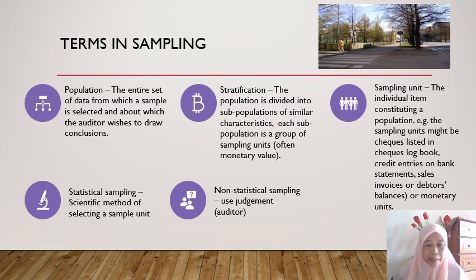The next terms that you need to know are statistical sampling and non-statistical sampling. There are two types of sampling. Statistical sampling is the scientific method of selecting sample units. And non-statistical sampling means that the auditor uses his judgment in selecting the sample.